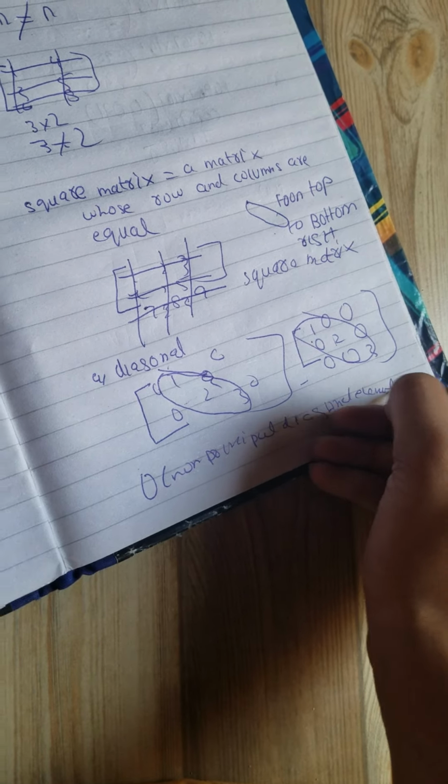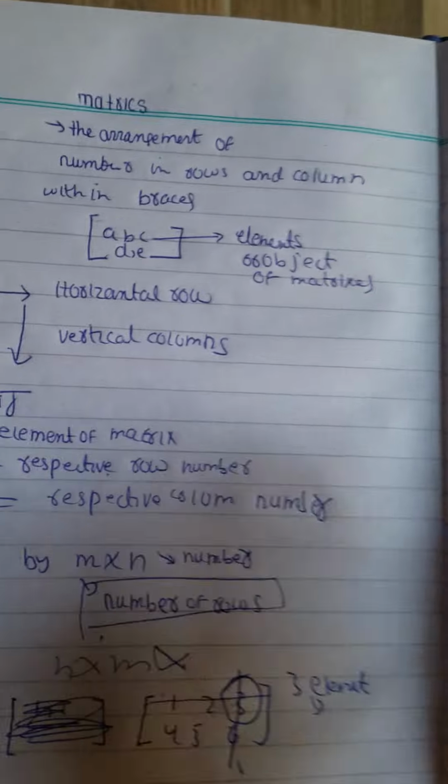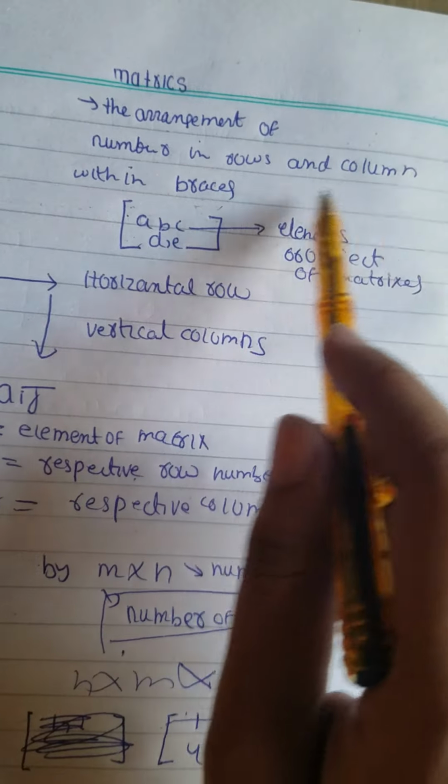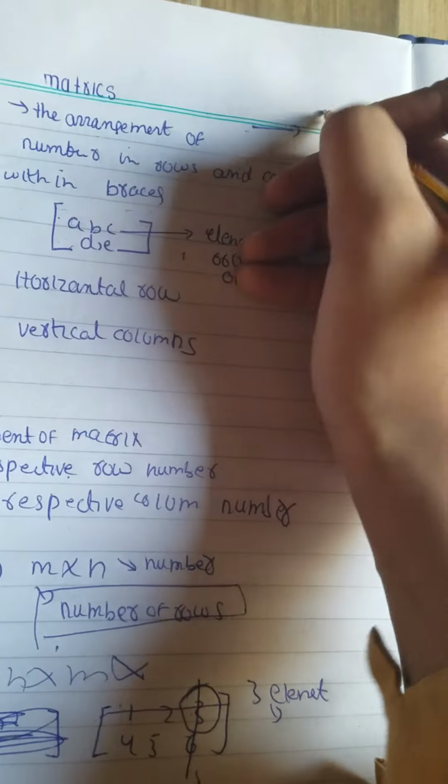So till now I have only discussed what is matrices. Like it's written here, matrices are arrangement of numbers in rows and columns. This is rows and this is columns.